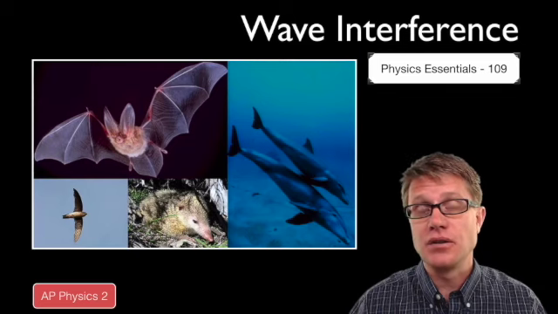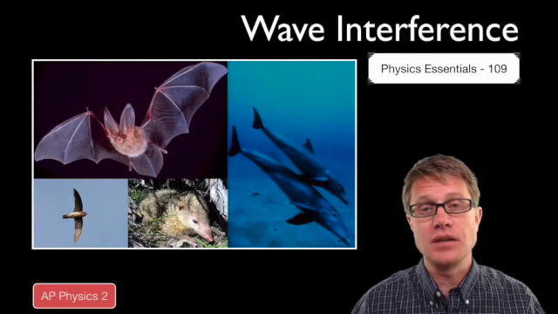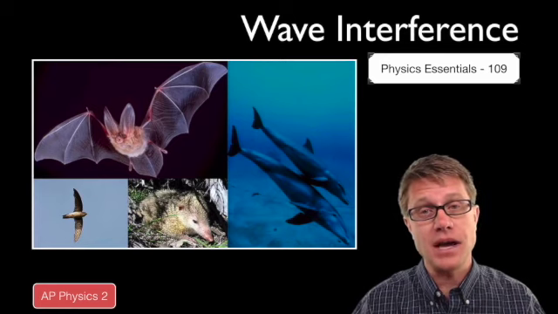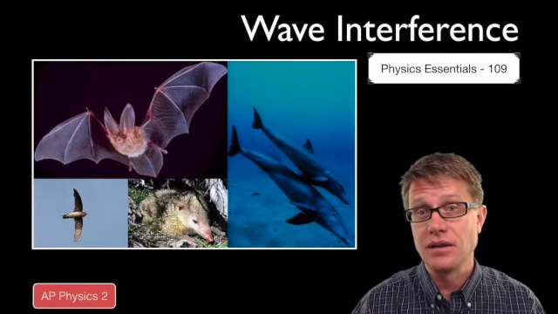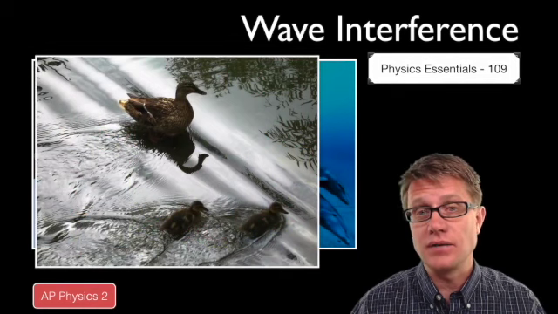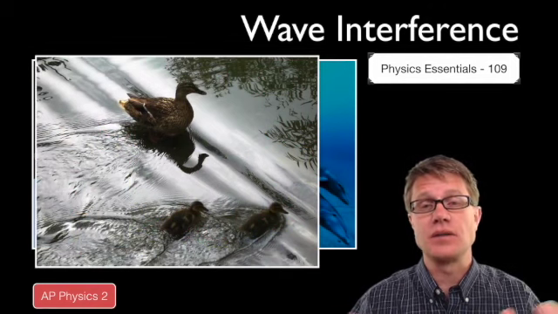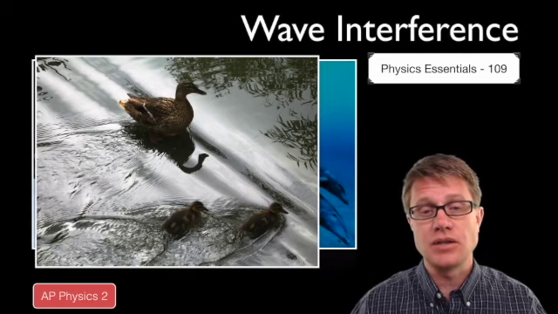All the animals pictured here use echolocation. What does that mean? They generate sound waves that reflect off objects, and when they come back, they can figure out what they're looking at. Now, waves will also hit other waves, and as they do, sometimes the overall wave becomes larger, and sometimes it becomes smaller. So let me give you an example of that.